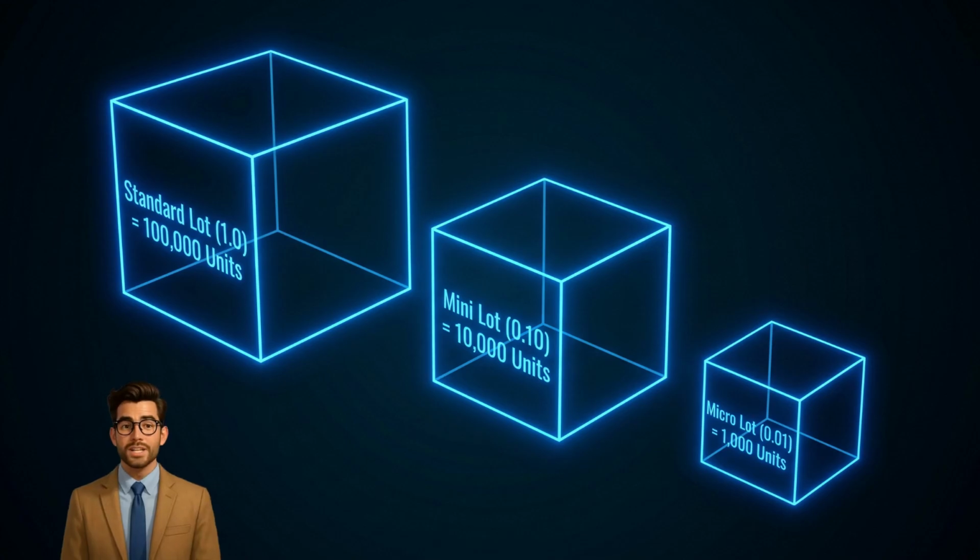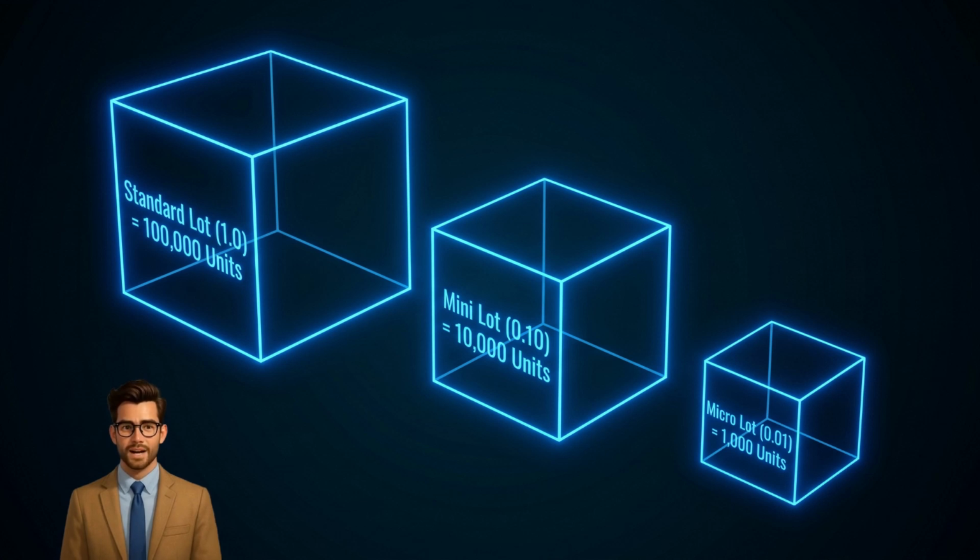Before we calculate risk, we must define volume. In Forex, you do not buy individual units of currency. You buy batches. These batches are called lots. There are three primary categories of lots you need to understand. First is the standard lot, represented as 1.0 on your trading platform. A standard lot controls 100,000 units of the base currency. For pairs where the US dollar is the quote currency, this typically equates to $10 per pip of movement.